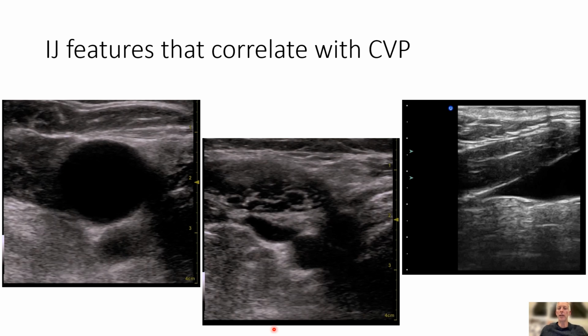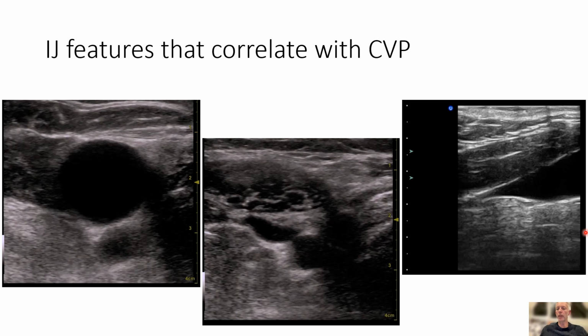Next, look at the IJ form. Is it circular versus ovoid? An internal jugular vein that is distended will take on a more circular form. The image in the middle shows an IJ that is relatively empty with an ovoid rather than circular form. Here is the internal jugular vein right next to a circular common carotid artery.